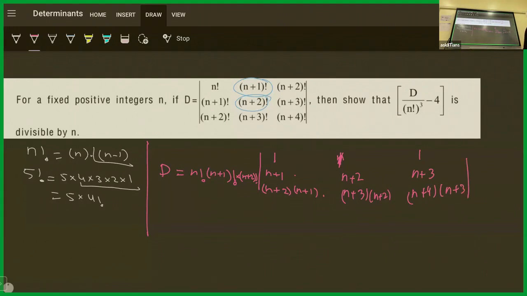Okay, this also we can simplify. Taking n plus 1 outside will be n factorial, then taking n plus 2 into n plus 1 outside will be n factorial. Are you समझ में? Now the question is how we should simplify this whole thing.